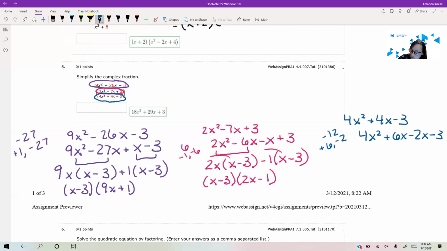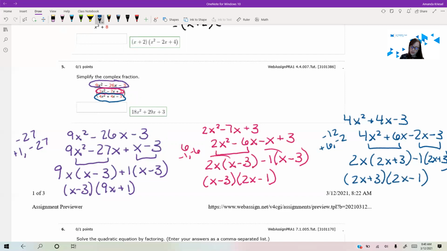Then I look at factoring by grouping. 2x is what I factor out. I get 2x plus 3. These have a common factor of negative 1, so I have 2x plus 3. And from there, I have 2x plus 3 as my common binomial factor, and I have 2x minus 1 left over. Okay, so the fractions are factored. I'm going to go ahead and just then rewrite this.